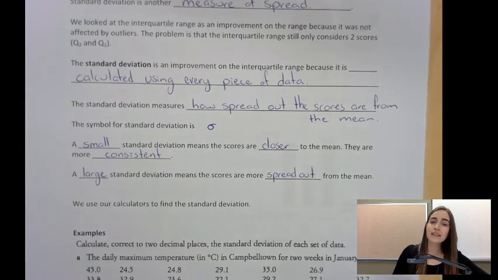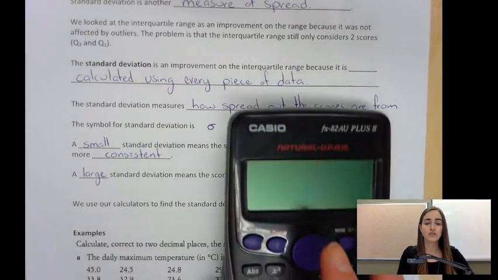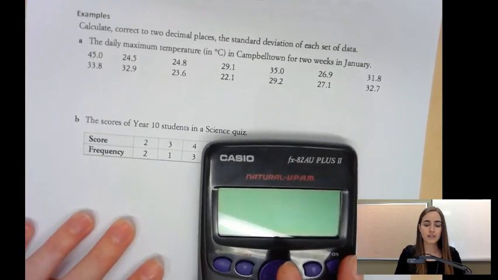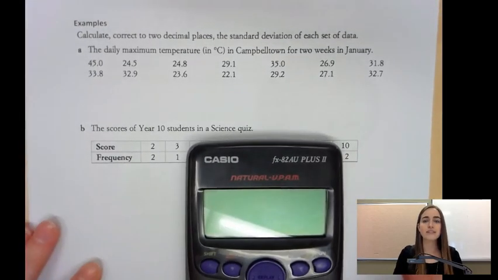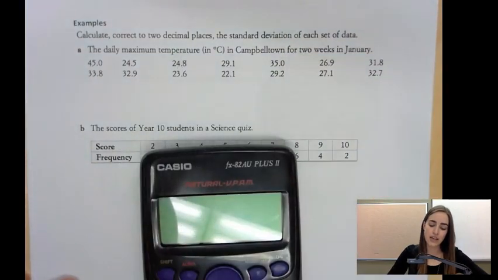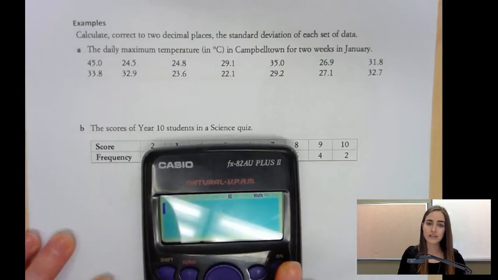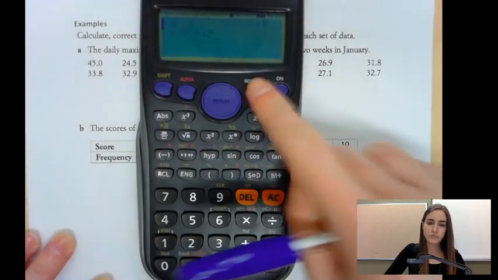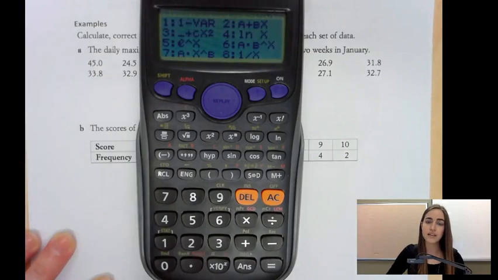So when we're calculating standard deviation, we're going to use the statistics mode on our calculators. If we have a look at an example, our first one says: calculate, correct to two decimal places, the standard deviation for the maximum temperature in Campbelltown for 2 weeks in January. So we're going to take our calculator and put it in statistics mode. So we're going to press Mode and then 2 to get statistics.